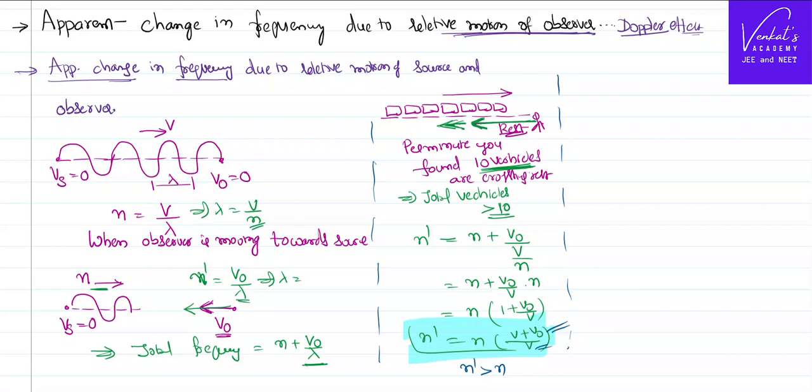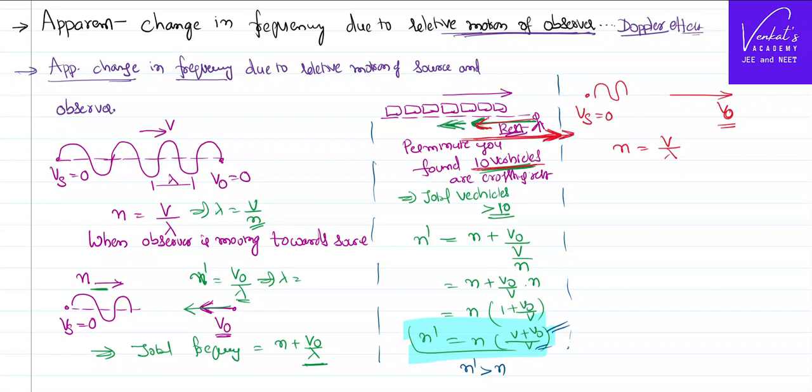Let me explain the other case. The source is at rest, but the observer is moving away from the source. What happens now? The original sound with frequency n equal to v by lambda will reach the observer anyway. But unlike the previous case, you are not moving towards the vehicles now, but running away. If you move against the direction of the vehicles, you are not allowing those regular 10 vehicles to cross you because you are running away from them.